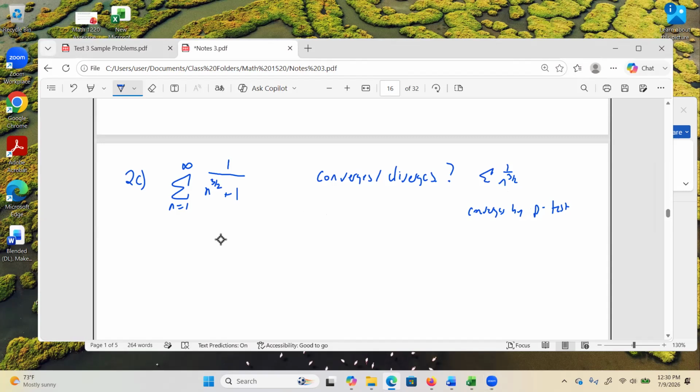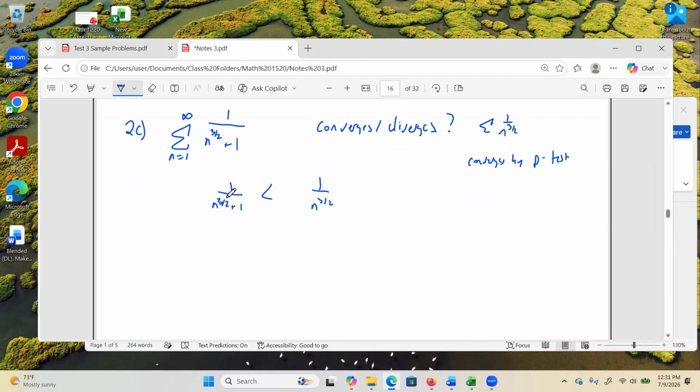So we're going to say, is 1 over n to the 3 halves plus 1 always less than 1 over n to the 3 halves? Let's do it the other way around. Can I say that n to the 3 halves plus 1 is greater than n to the 3 halves? I think it's pretty obvious that we can say this. I'm also going to make a note here that n to the 3 halves is always going to be greater than 0.